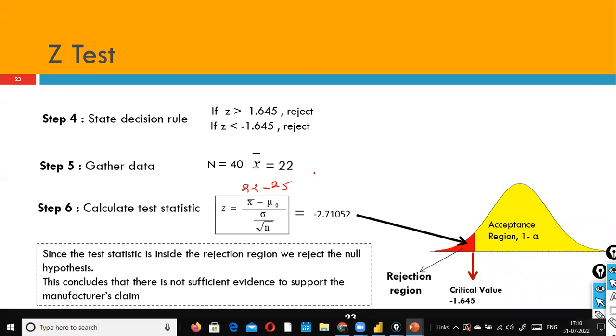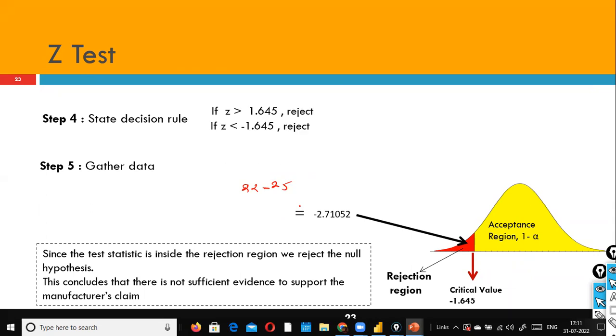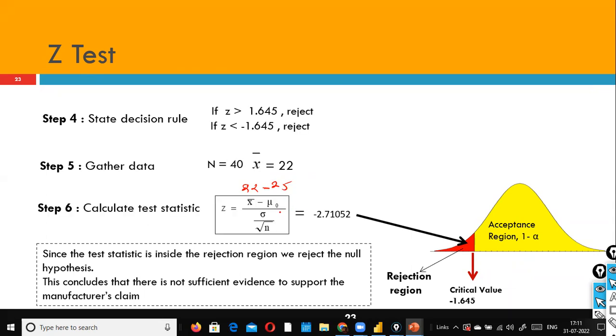We know the population standard deviation. What is the population standard deviation? Here the population standard deviation is 7. You simply plug into the denominator 7 and the square root of n. What is n? It is 40, the 40 customers we ran a survey with. When you subtract in the numerator and divide, you get this value. This is nothing but your z value. My z value is minus 2.171.